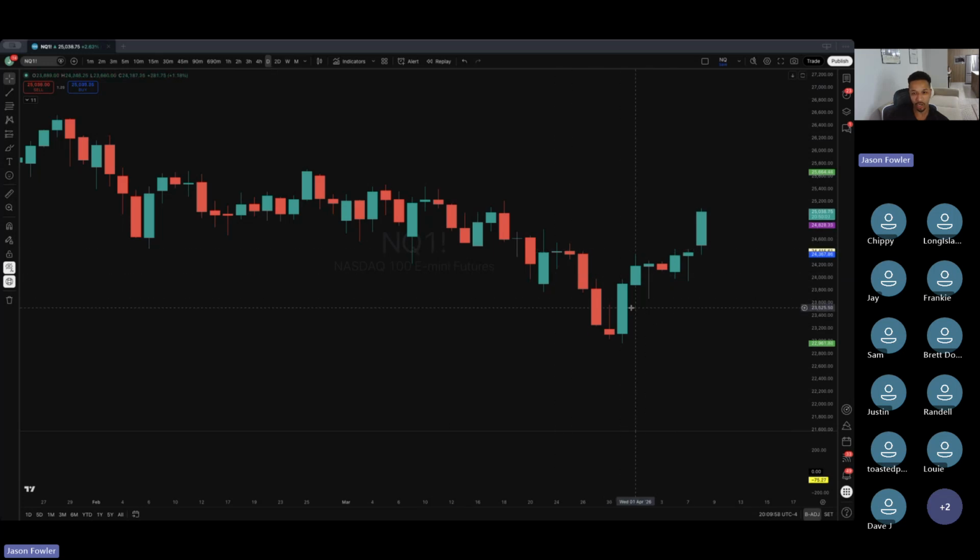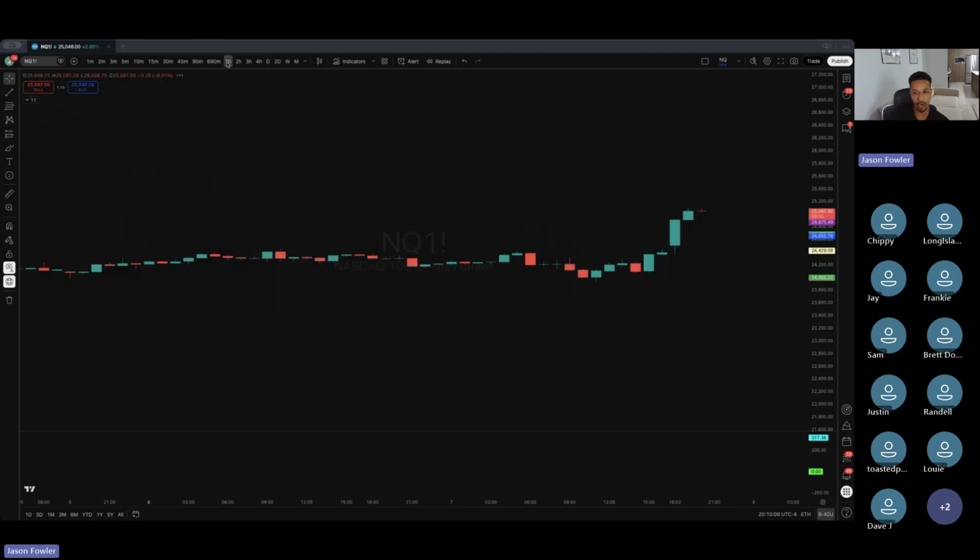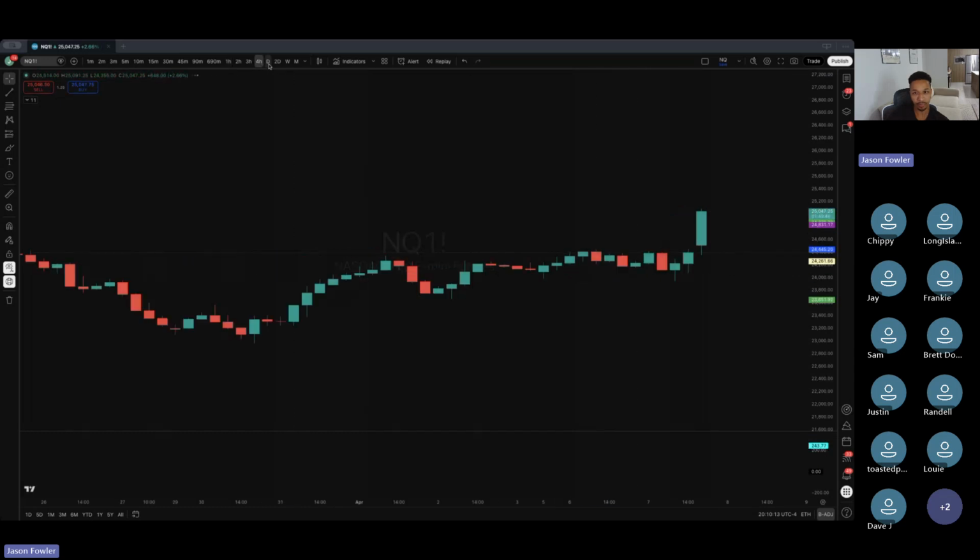So this is a daily chart. These all represent one day. This is tomorrow's candle. This is futures, but this is yesterday's candle. This is Monday's candle. This is Friday's candle, and so on, right? If we go to a 1 hour chart, these are on a 1 hour basis, right? So we'll go back to the daily chart.